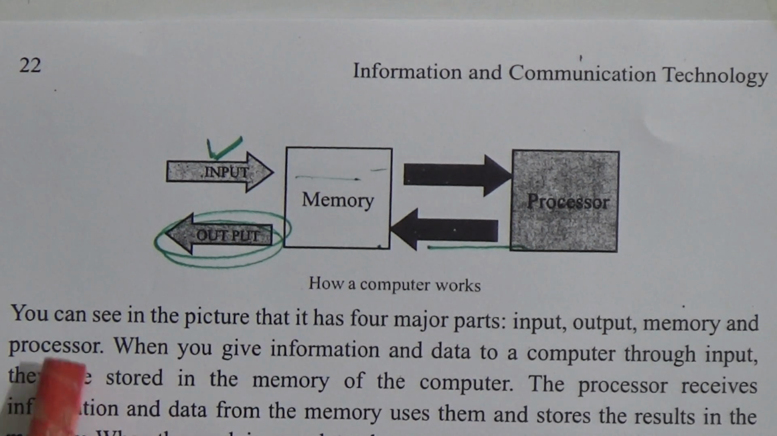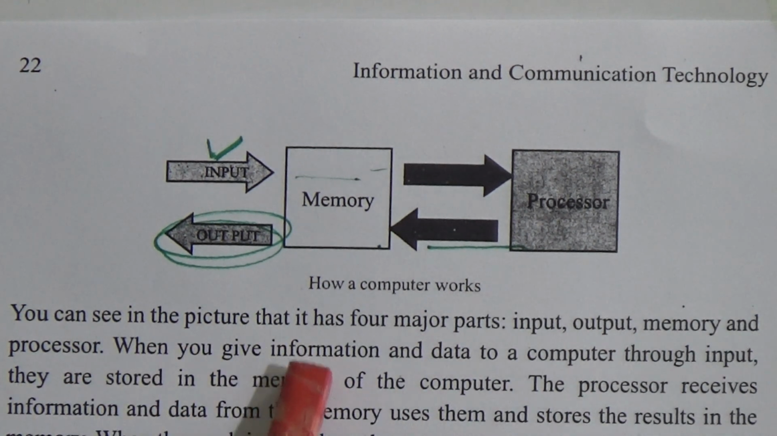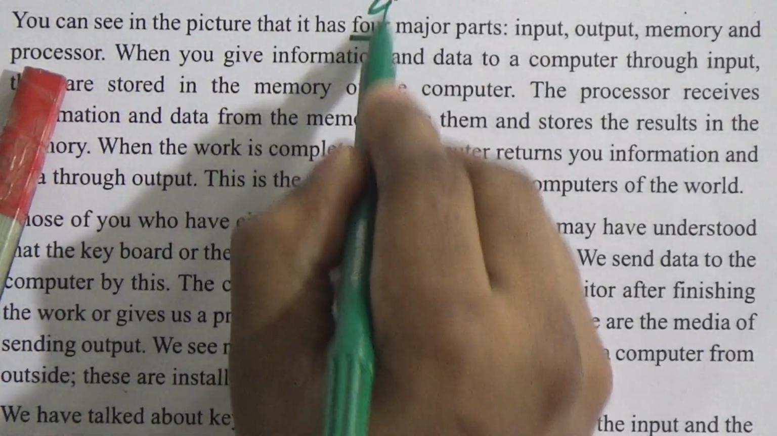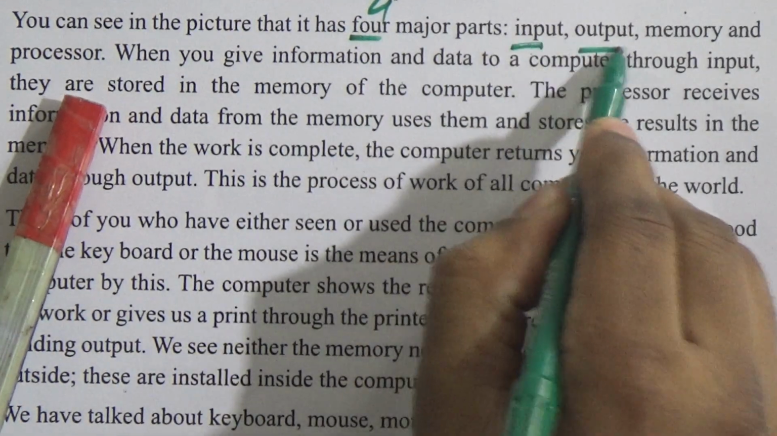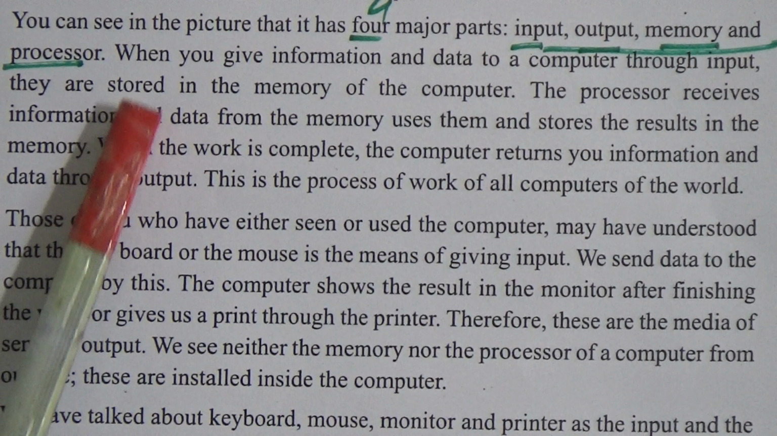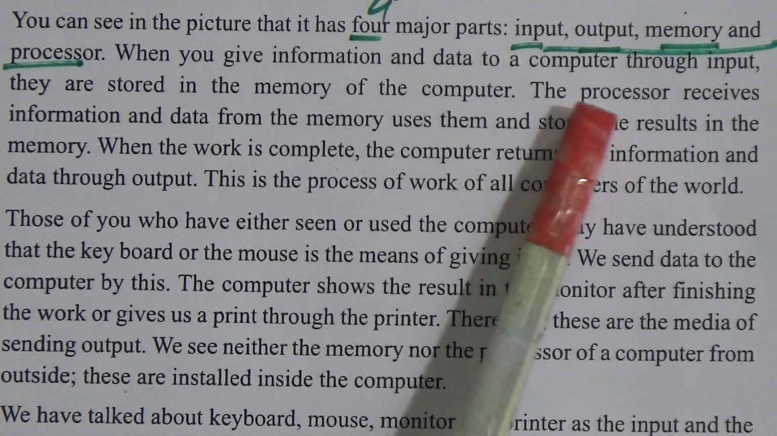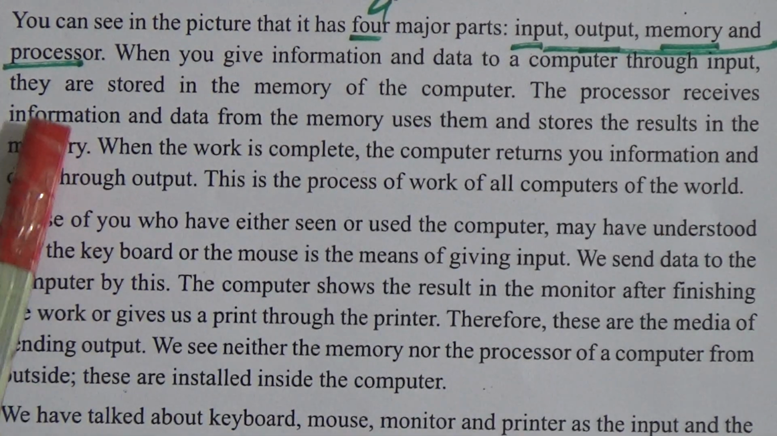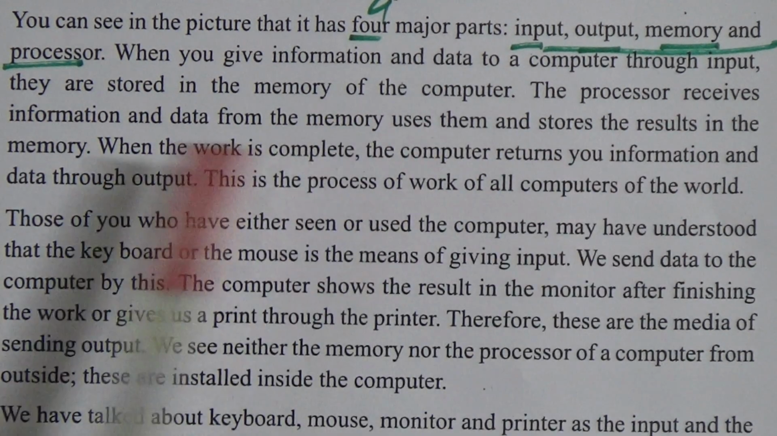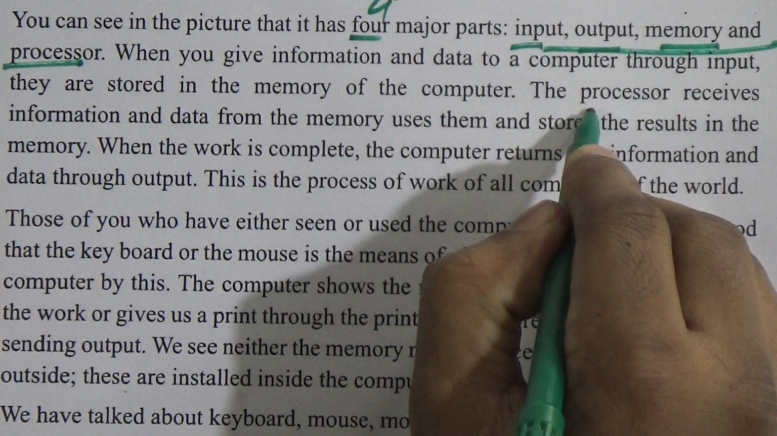How computer works. You can see in the picture that it has four major parts. How many parts? Four major parts. Input, output, memory, and processor. This is very important. When you give information and data to a computer through input, they are stored in the memory of the computer. The processor receives information. So what does the processor do?